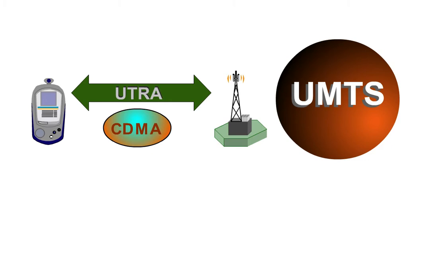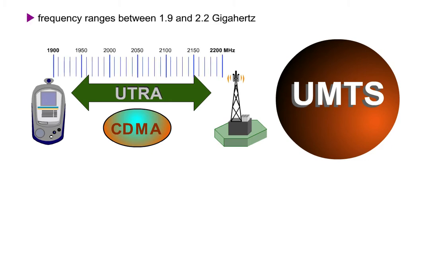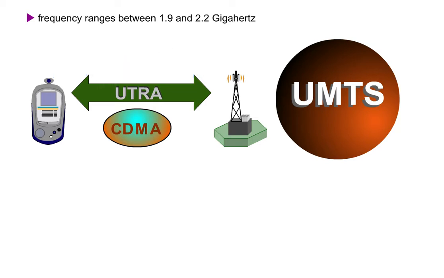In UMTS, specific frequency ranges between 1.9 and 2.2 GHz have been planned for radio transmission. The required system capacity can only be achieved through the efficient use of this limited spectral resource. This is done with the help of the CDMA access method. Its outstanding features are its spectral efficiency and its flexible transmission rates.